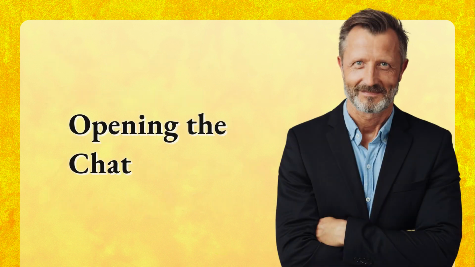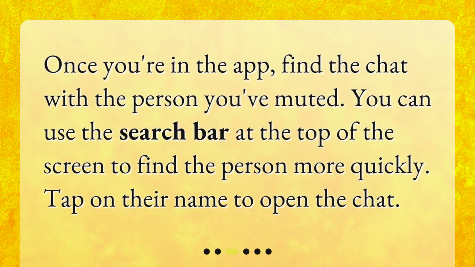Opening the chat. Once you're in the app, find the chat with the person you've muted. You can use the search bar at the top of the screen to find the person more quickly. Tap on their name to open the chat.